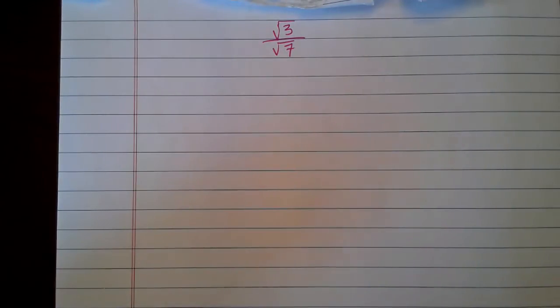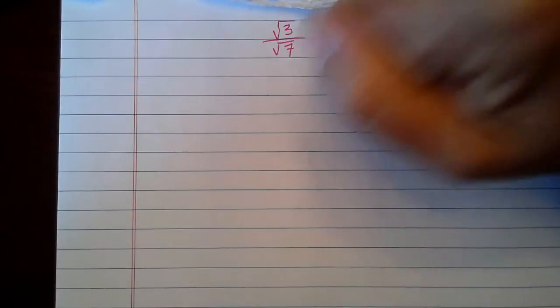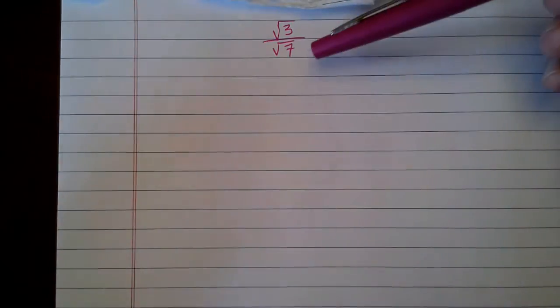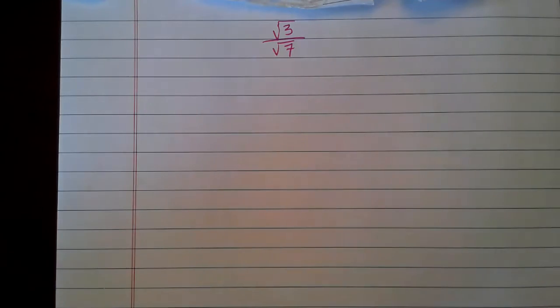All right, what is the simplified form of root 3 over root 7? This is similar to using division, but in the previous examples, we had a perfect square factor in the denominator. We don't know what root 7 is. We can't leave it that way.